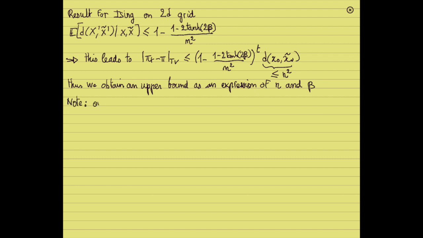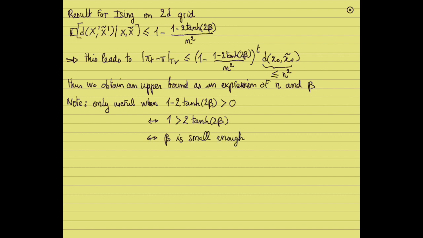So recall, of course, it's again only useful if the rate is less than 1. If the rate was more than 1, the upper bound would explode and we would not learn anything because the TV is always less than 1. And here this means that we want 1 minus twice the hyperbolic tangent of 2 beta to be more than 0. And so we can sort of massage this expression. And basically what it means is that beta must be small enough, or the temperature must be high enough for this upper bound to be meaningful, to be non-vacuous or non-trivial.